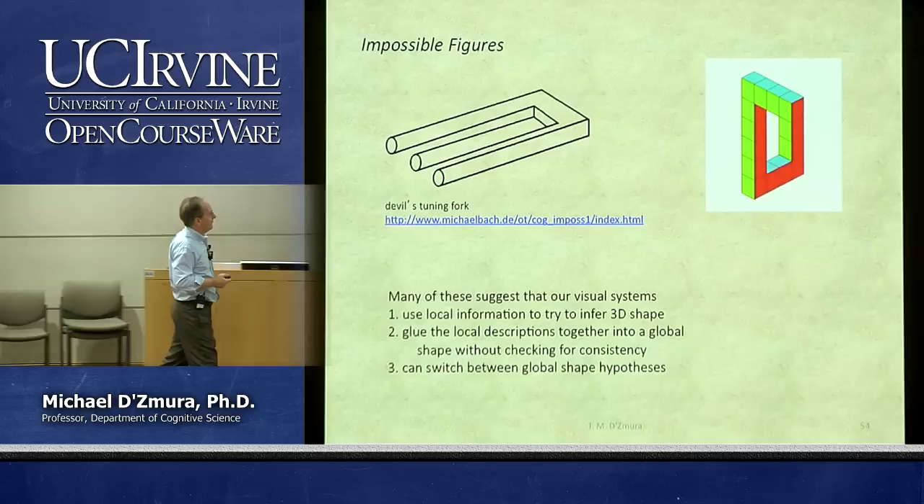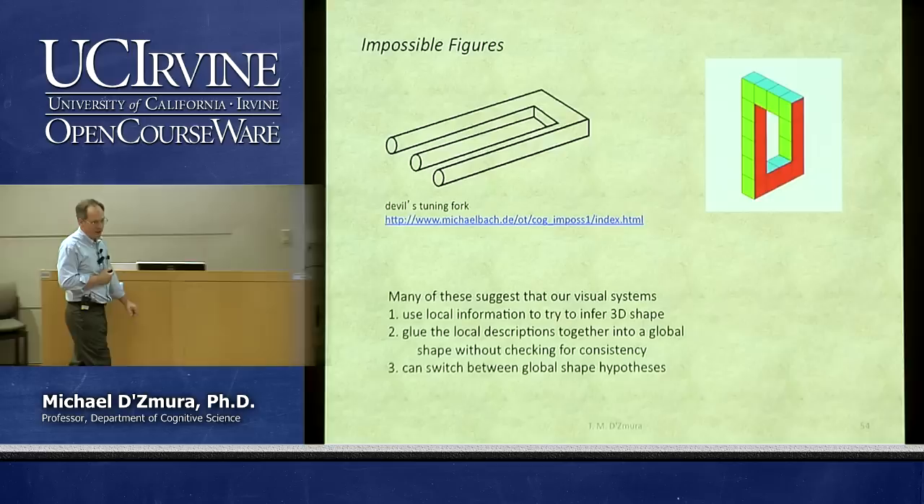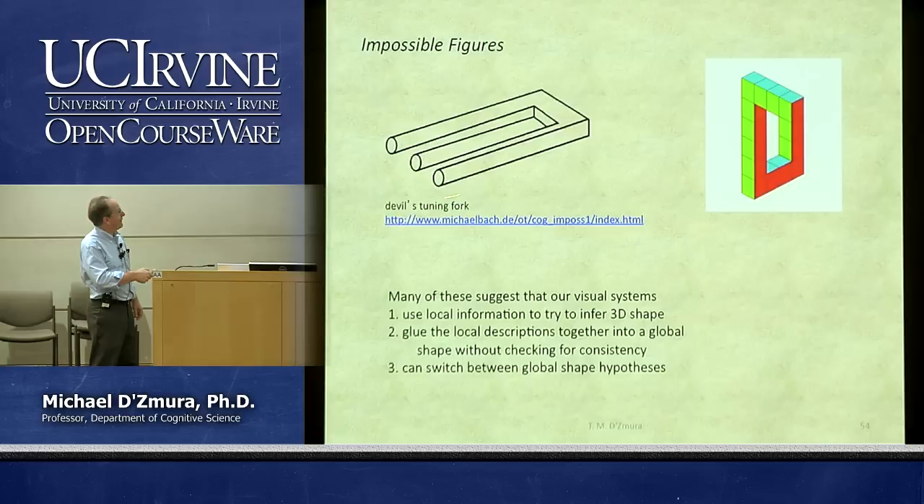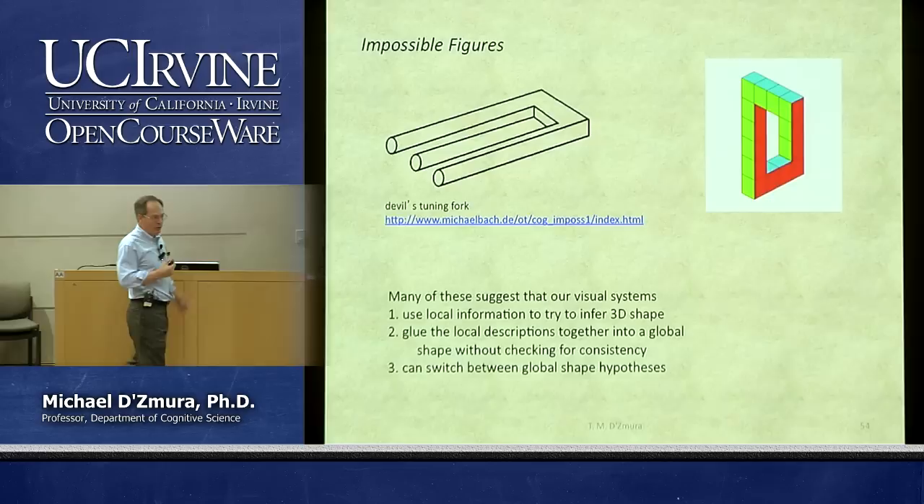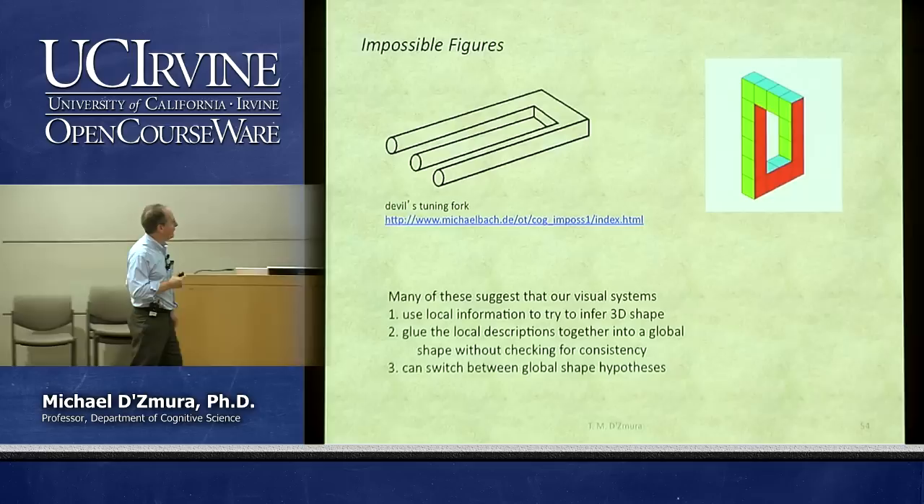So people believe that our visual systems use local information, for instance, this corner, that corner, etc., to try to infer 3D shape. And you glue the local descriptions together into a global picture. And you do that without checking for consistency. Because that's really the only way that something like this could arise. If there were some gluing together of local interpretations that also did a consistency check, something impossible like this on the left or that guy on the right would never happen. So there must be some flaw in the consistency checking that occurs when we glue our local descriptions together.